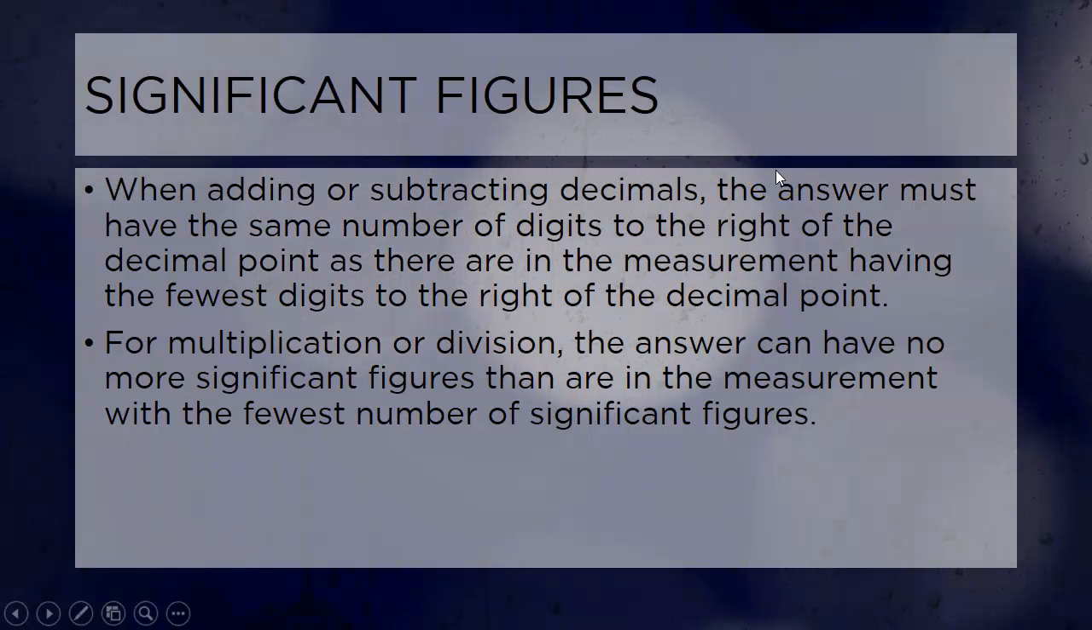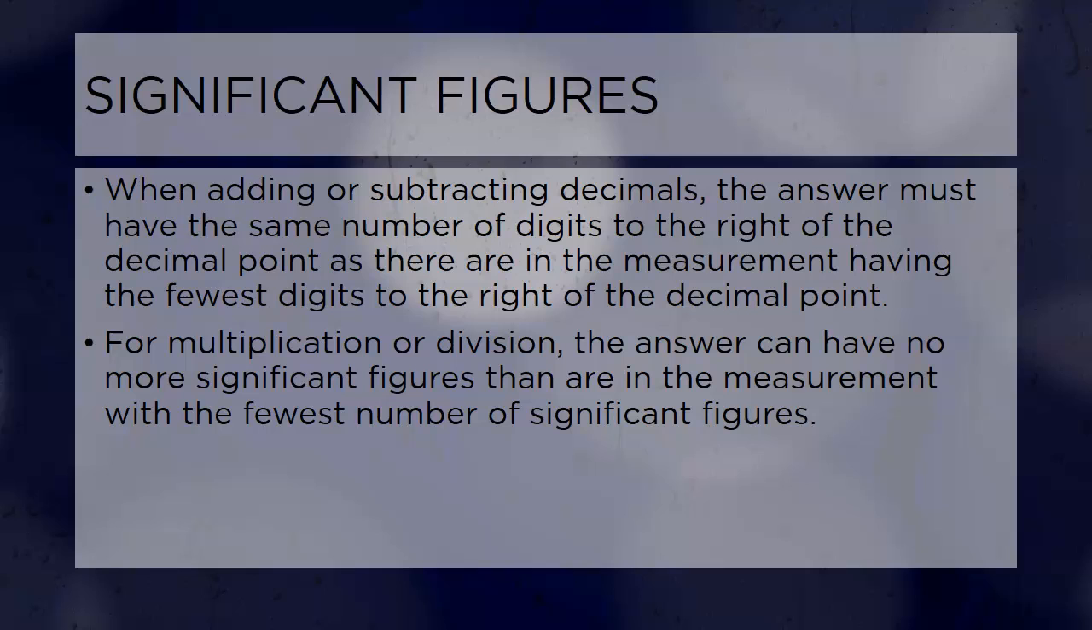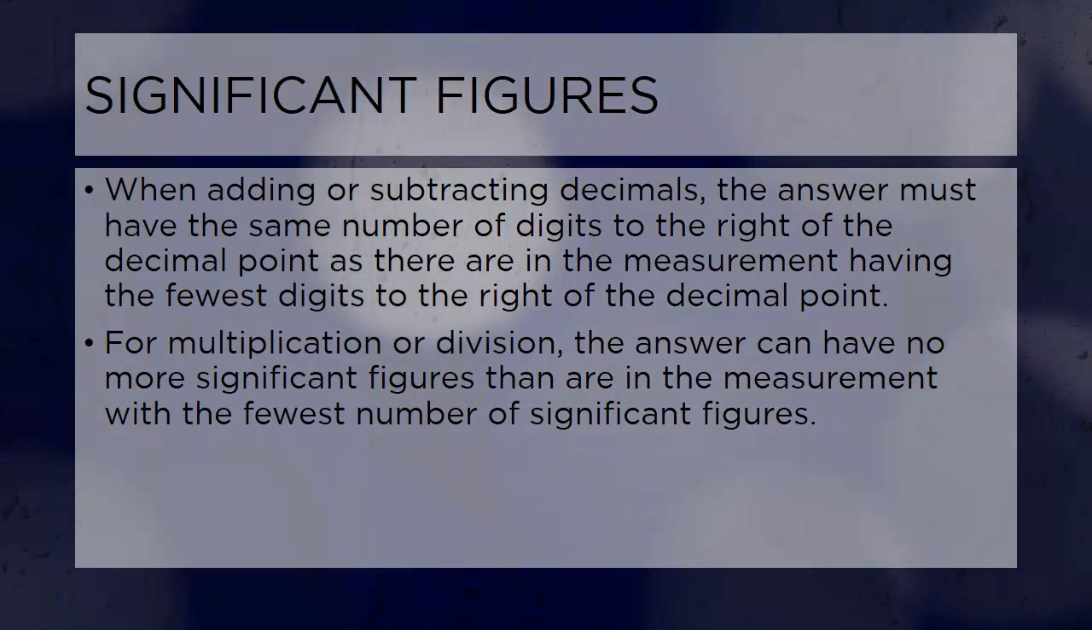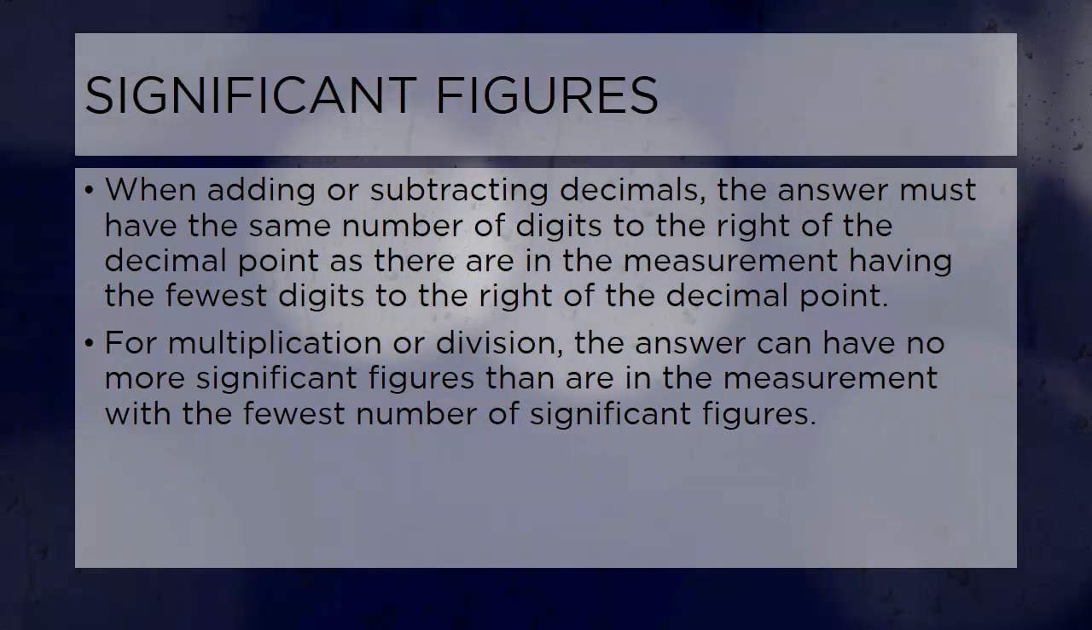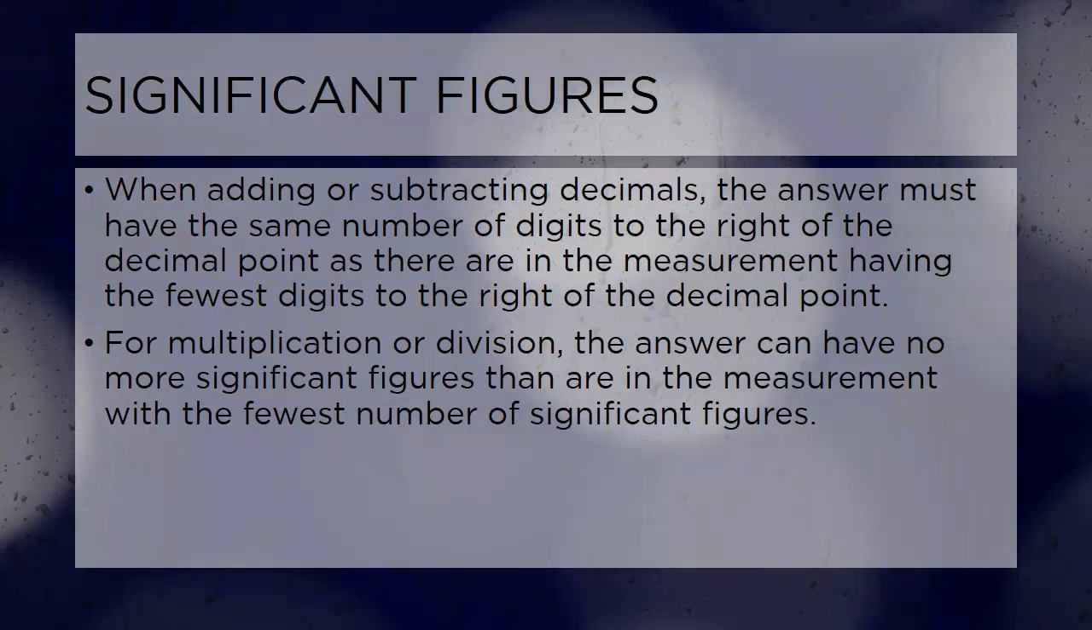So the last thing we're going to talk about today is adding and subtracting. This is wordy. It's kind of confusing. I think when I show you with the math, it's going to make more sense. But when adding or subtracting, the answer has to have the same number of digits to the right of the decimal point as there are in the measurement having the fewest digits to the right of the decimal point. So you have to look at the number with fewer digits to the right of the decimal, and that's how many digits your answer should have. It's going to make more sense when we see it.